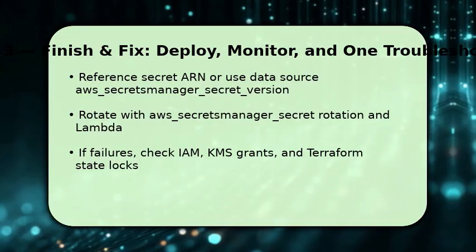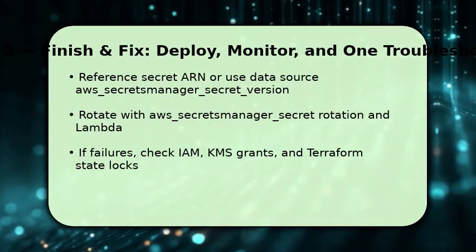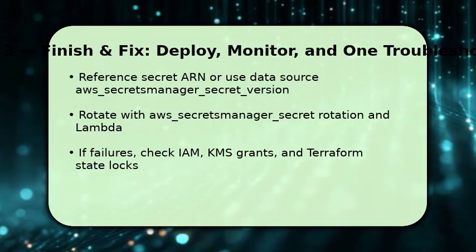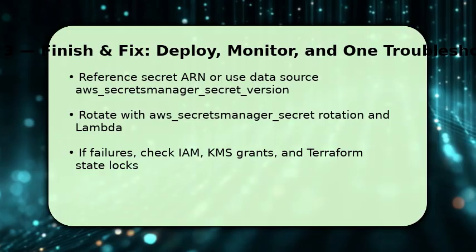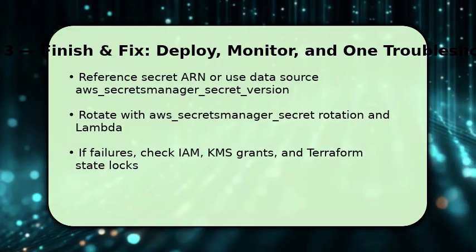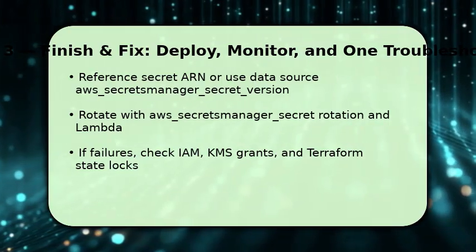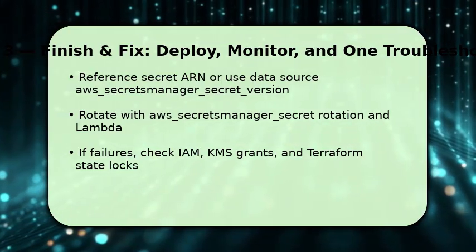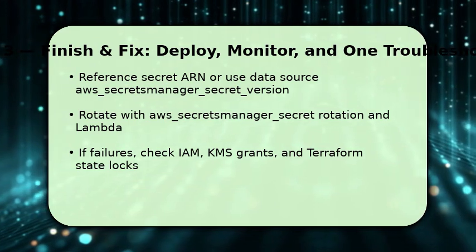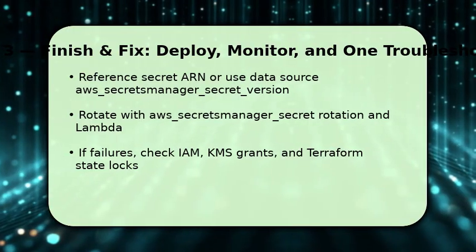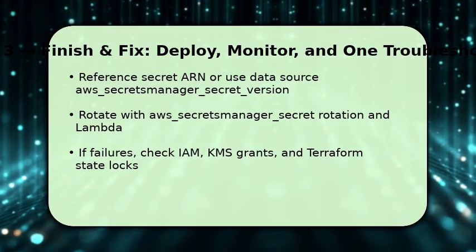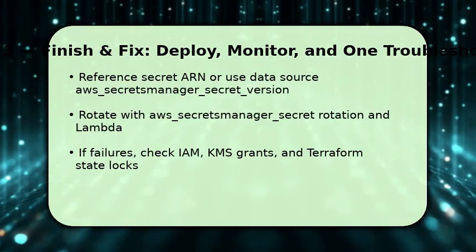If you require automatic rotation, configure AWS Secrets Manager secret rotation with a Lambda handler and test the rotation lifecycle. Make sure to plan and apply changes after updates. This avoids surprises. If things go wrong, first inspect IAM permissions, then KMS grants, and ensure no Terraform state lock. These are the most common failure points, and resolving them restores access quickly.